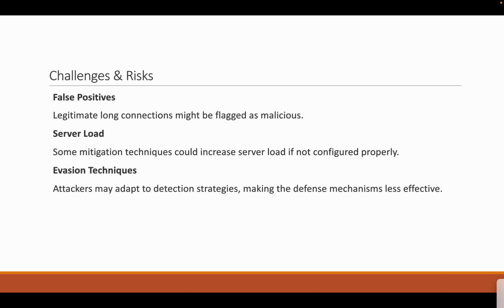Like any defense strategy, there are challenges. False positives may block real users who have slow connections. Some techniques like heavy logging can increase server load. Also, attackers can evolve. They may mimic normal behavior or randomize traffic patterns to evade detection, making it harder to keep up.